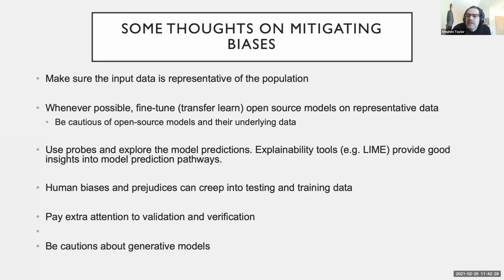Can stratified sampling be used to even out the training data? I'm not quite sure what he means by stratified sampling, but if he could clarify, or maybe you have an idea on what that is. Yeah, so no, I don't. I can guess, but maybe he can talk a little bit.